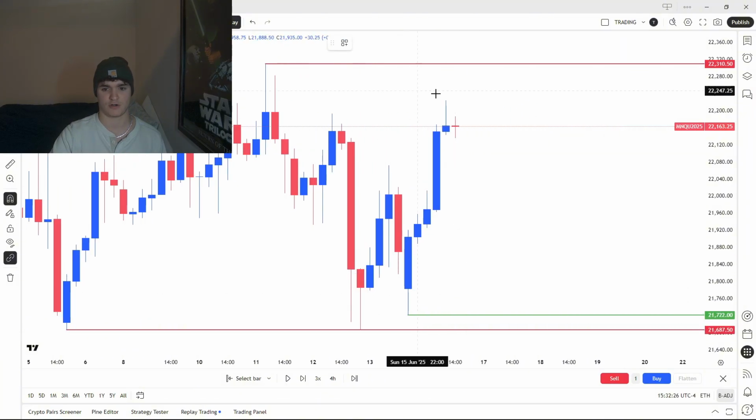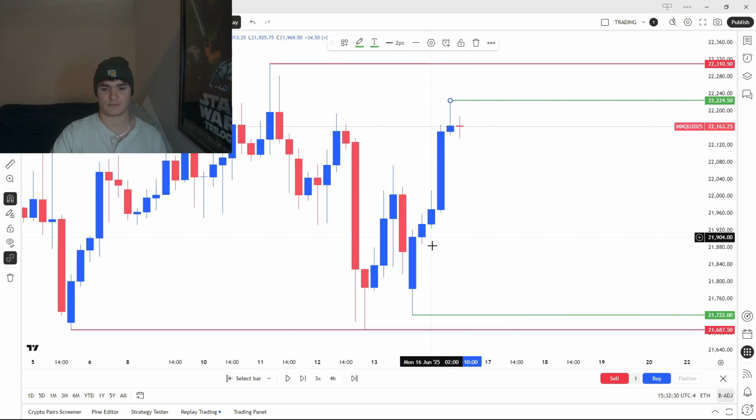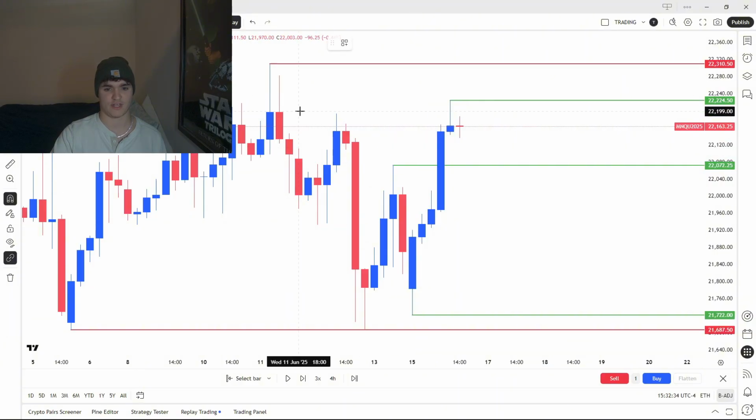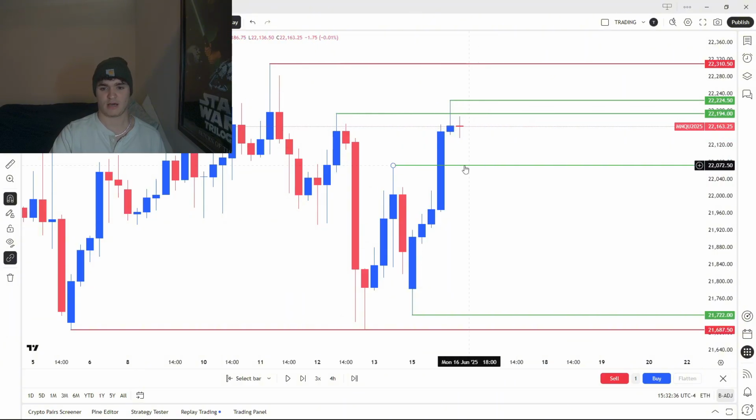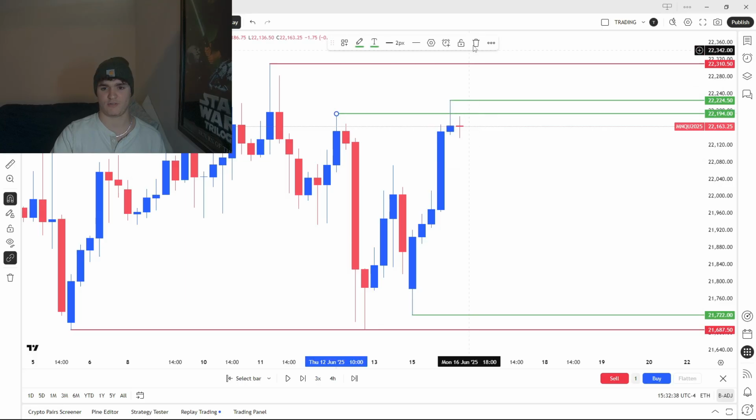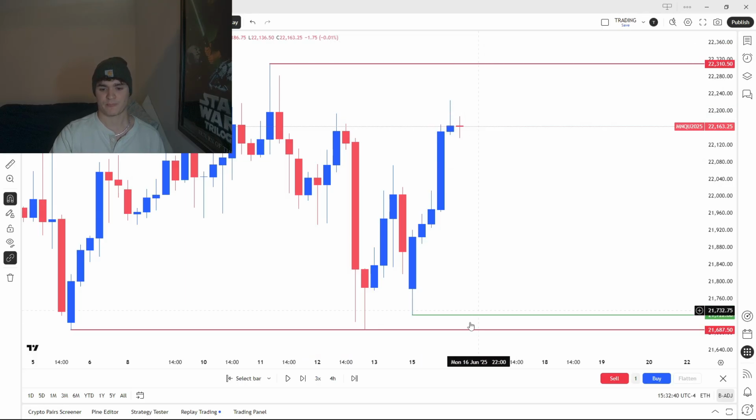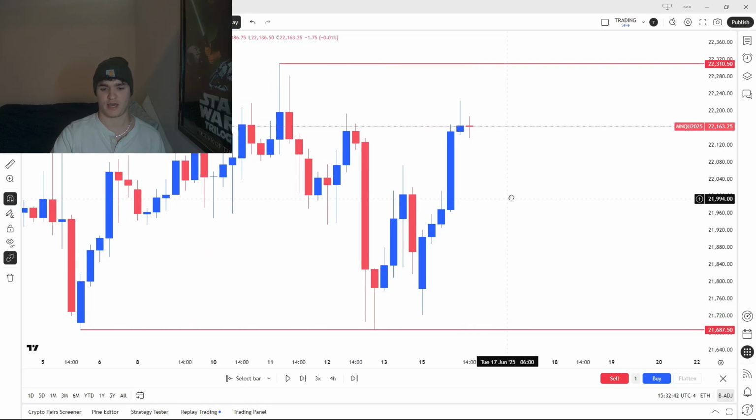Now we have another internal high right here. This is an internal high. It's a good example. This move up actually ended up sweeping this previous internal high and this previous internal high right here. Now we'll see what happens after this, but just know that equal highs and equal lows especially are very good at attracting liquidity.